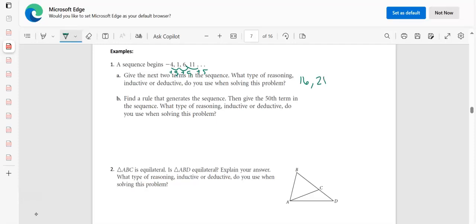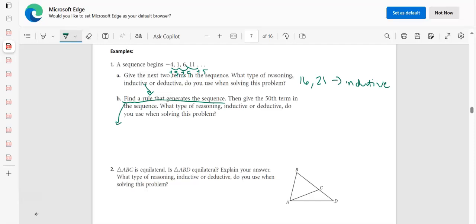So what kind of reasoning did we use? We used inductive reasoning because we were taking a specific rule and we kept applying it, right? We were using specific examples, and then we were continuing to generalize it. And so that's what happens in part B. Find a rule that generates the sequence. This is still inductive reasoning, finding that rule, going from something specific to something general.